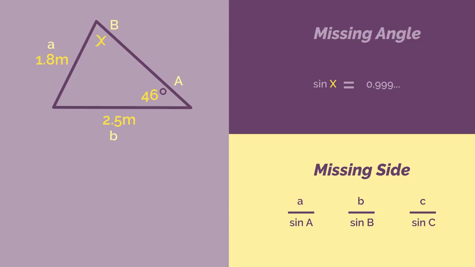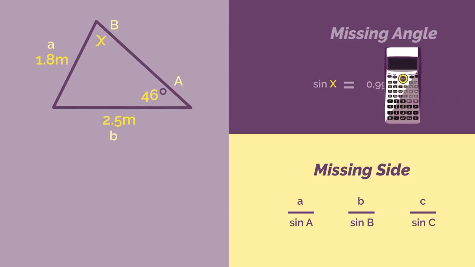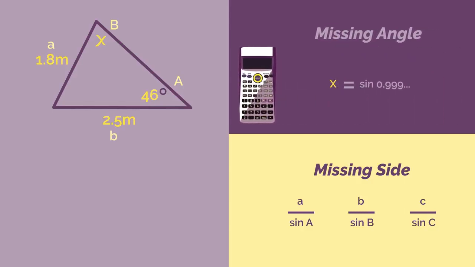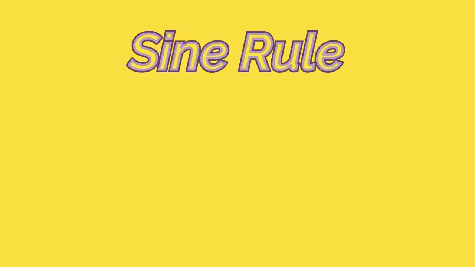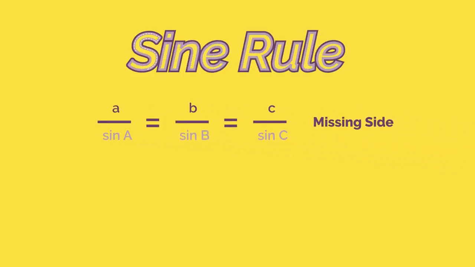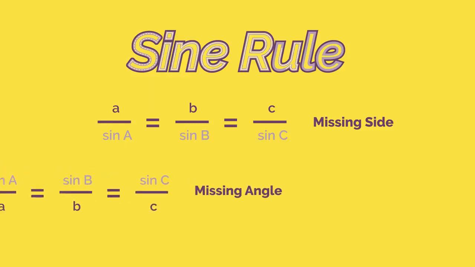Remember, to get X on its own, we must use inverse sine. In our calculators, type in sine to the minus 1, brackets 0.999, etc. Close brackets, enter. So that gives us 87.5 degrees. And that is all you need to be able to use the sine rule. You can find a missing side using this version and a missing angle using this version.